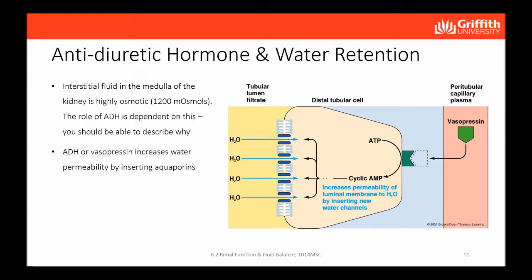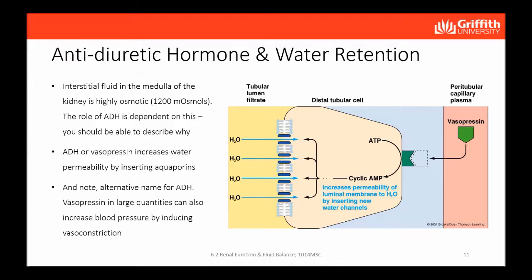When the body is overhydrated, the osmolarity of the interstitial fluid decreases because there is more water and less solutes. This reduces the ADH secretion from the hypothalamus and makes the collecting tubules less permeable to water as fewer aquaporins are present. ADH is also called vasopressin. This is because in large quantities it can increase blood pressure by increasing water reabsorption and also inducing vasoconstriction.